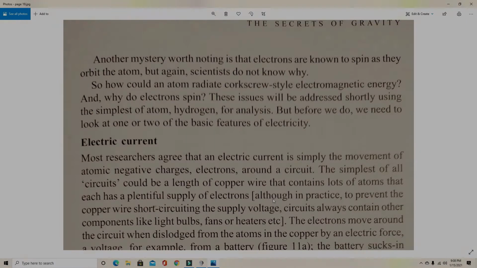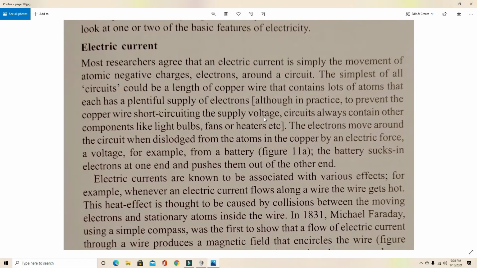Electric current. Most researchers agree that an electric current is simply the movement of atomic negative charges, electrons, around a circuit. The simplest of all circuits could be a length of copper wire that contains lots of atoms that each has a plentiful supply of electrons. Although in practice, to prevent the copper wire from short circuiting the supply voltage, circuits always also contain other components like light bulbs, fans, or heaters, etc.